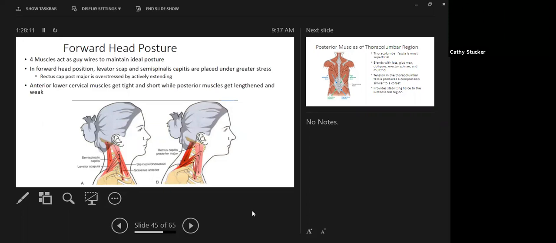So if you're going to correct the forward head posture, you need to address the muscles that are tight and short by stretching. And the ones that are long and stretched out, you need to strengthen. So that's typically where we go with rehab, is to stretch the tight ones and strengthen the long stretched out ones.